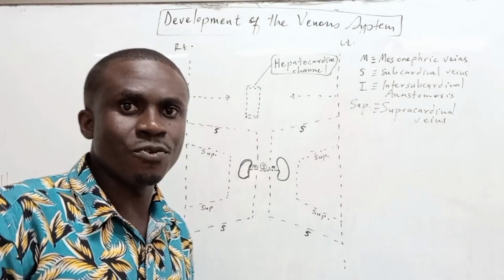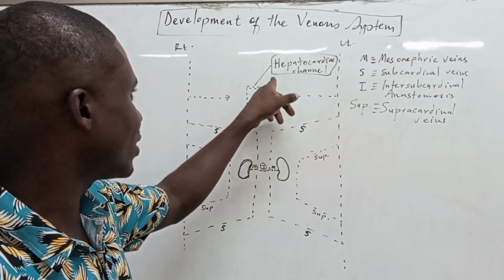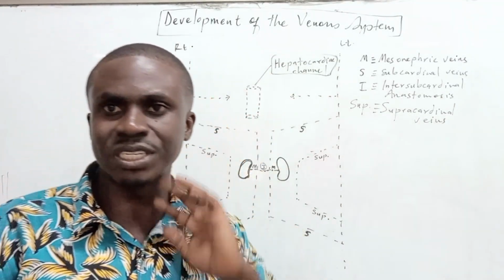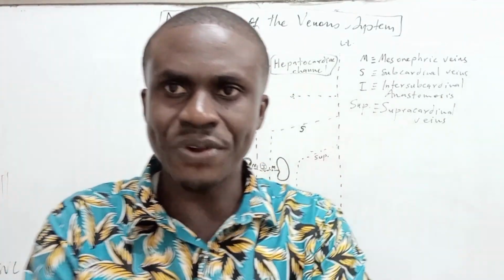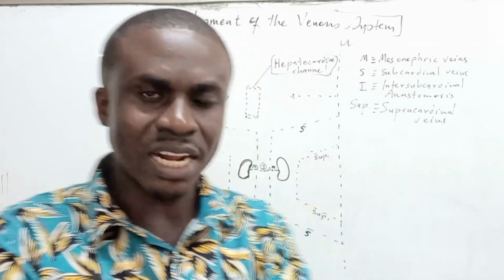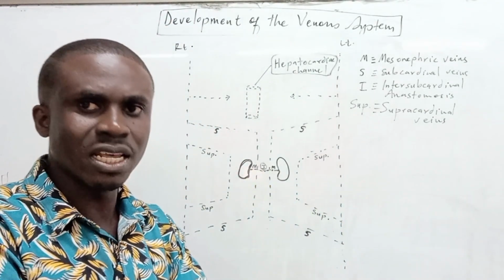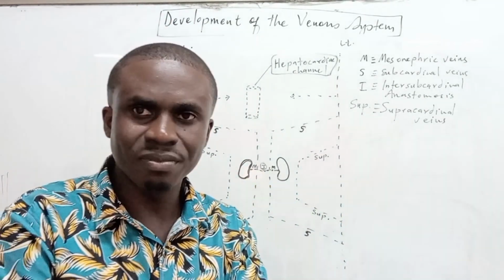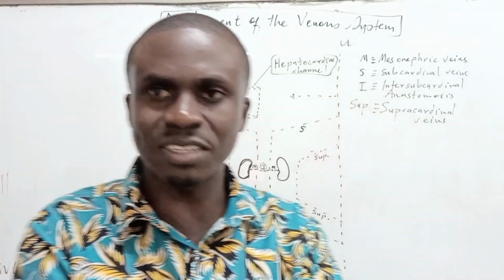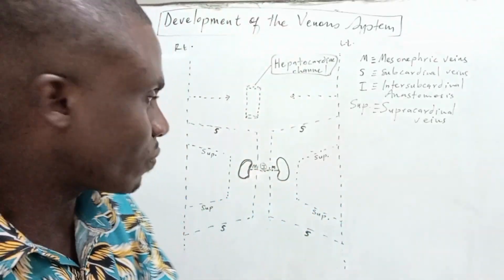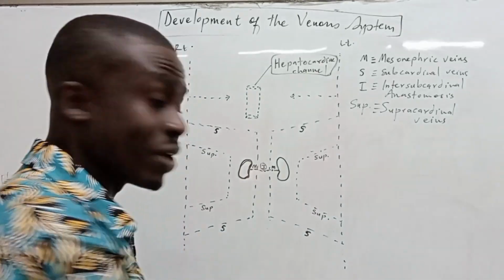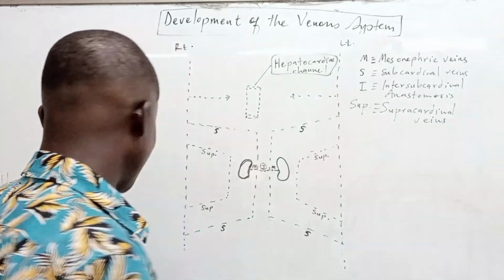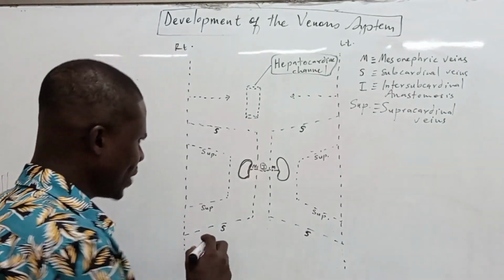So the right hepatocardiac channel that we have over here will be contributing to this inferior vena cava. So let's look at the sources of the inferior vena cava. There are actually 6 embryonic sources of the inferior vena cava.